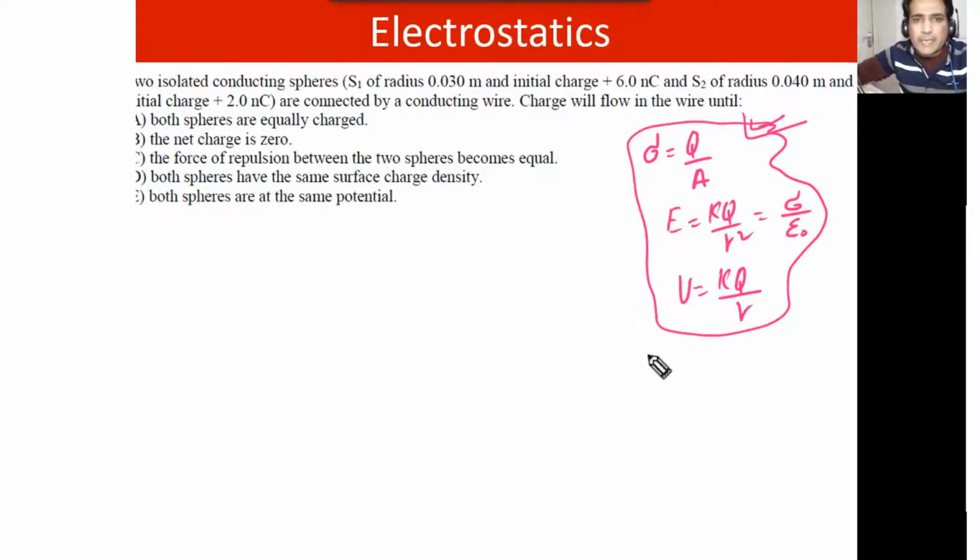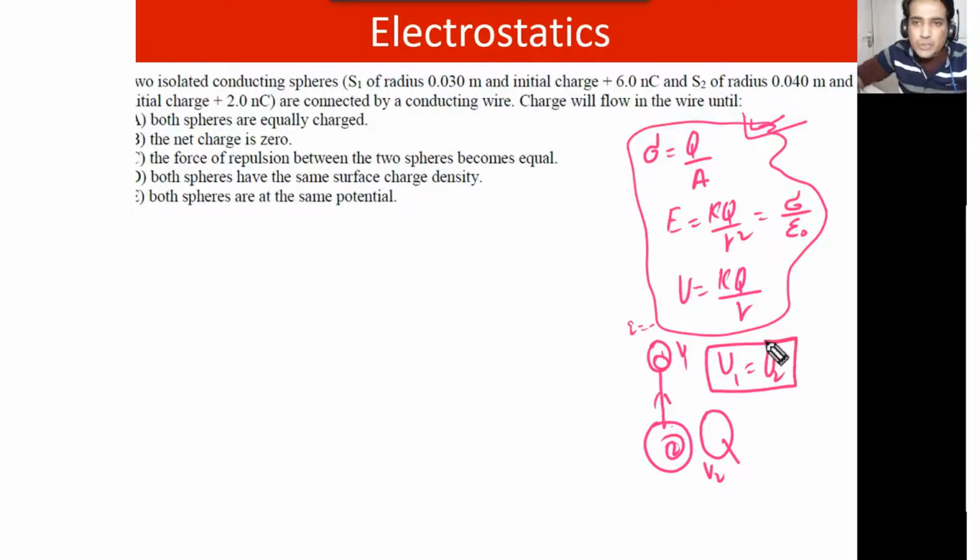Okay, so if you look back, as I explained previously, if you have one sphere and another big sphere, and we connect them together, let's say this one has a charge Q and the other has zero charge at the beginning, when it was not connected. When you connect them, the charge will start flowing from here to here until V1 is equal to V2. The charge will flow until there is no potential difference.